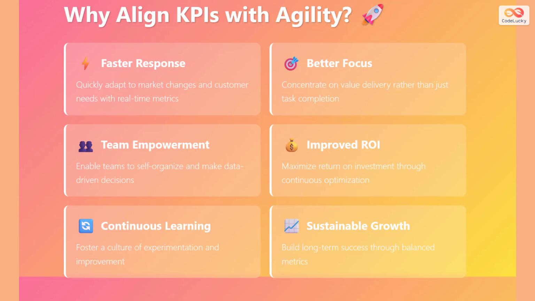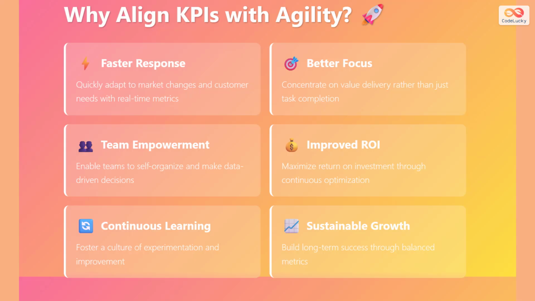You might wonder why it's so important to align your KPIs with agility goals. The benefits are substantial and transformative. First, aligned metrics enable faster response times. When you're tracking the right indicators, you can quickly adapt to market changes and customer needs instead of waiting for quarterly reviews to spot problems.